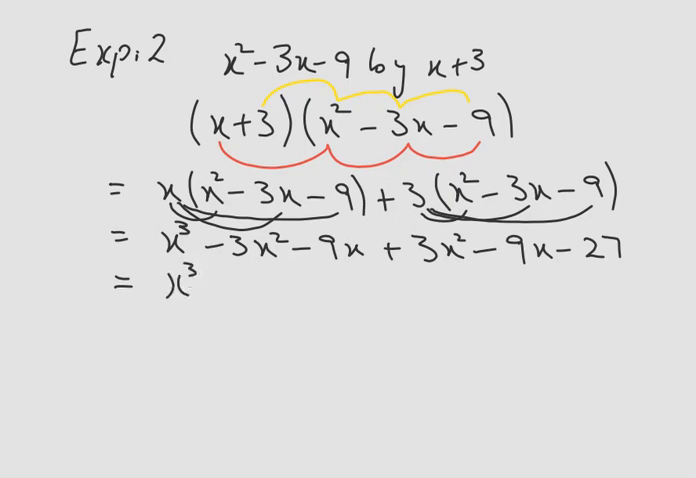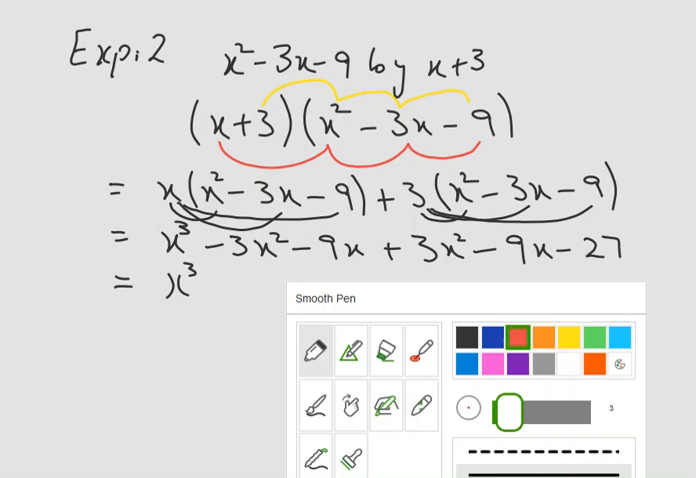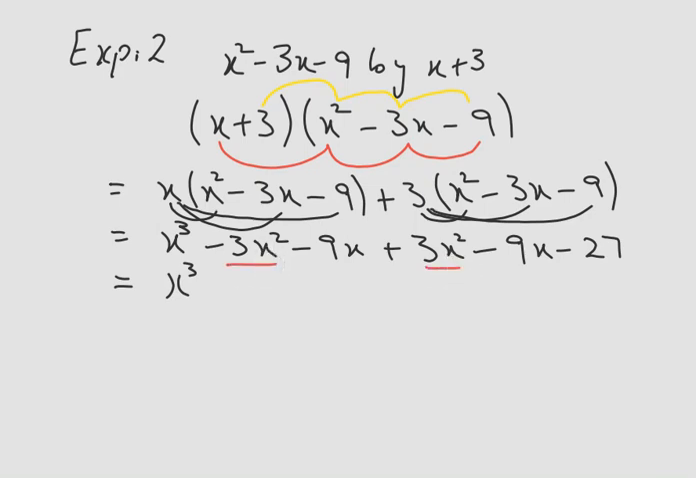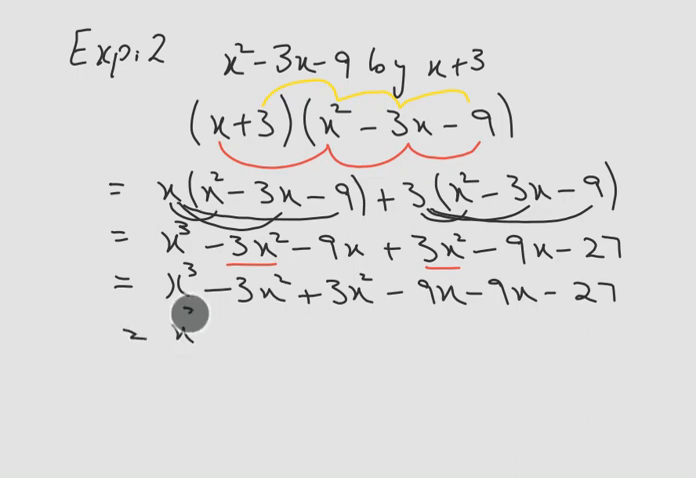Now minus 3x square and plus 3x square, they both are same terms, but if you look at the expression here, one term is minus 3 and another one is plus 3. So let me write it. Let me arrange it, that is minus 3x square and plus 3x square. And minus 9x and minus 9x will come together, and minus 27 will come in its own place. Now x cube will come in its own place.